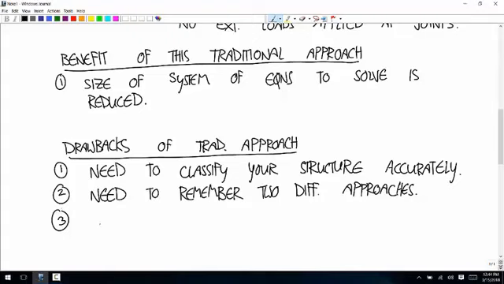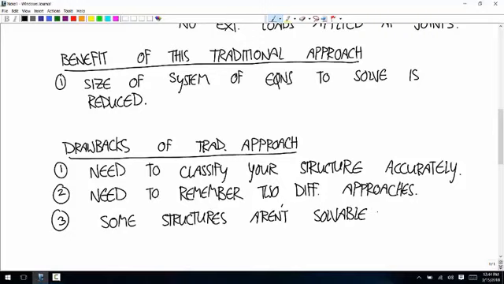So some structures aren't solvable with either of these two approaches.